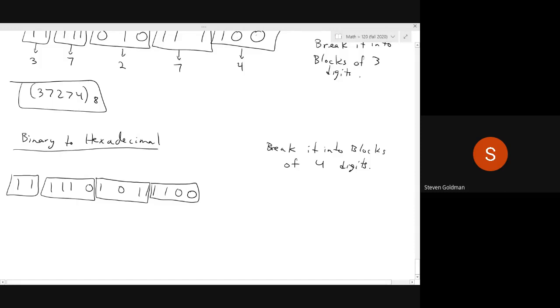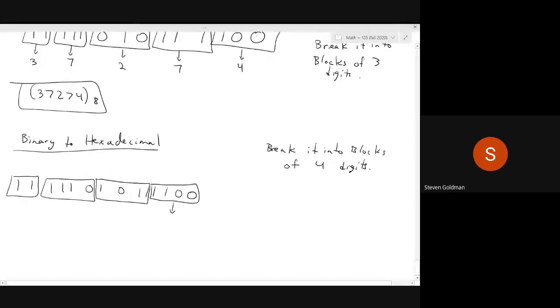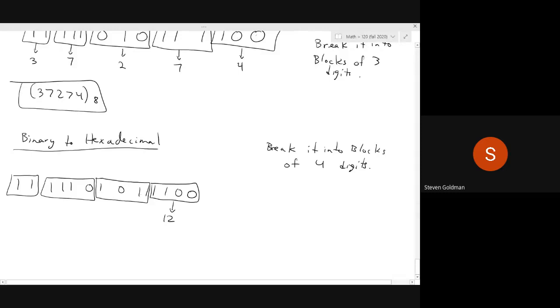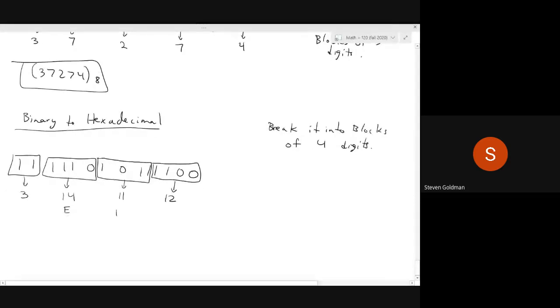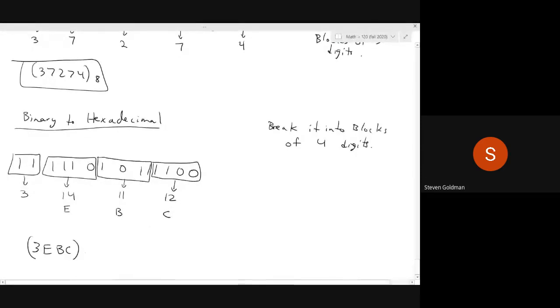So the first one here is going to be 8 plus 4, which is 12. The next one is going to be 8 plus 2 plus 1, which is 11. The next will be 8 plus 4 plus 2, which is 14. And this last one here will be 2 plus 1, which is 3. So in hexadecimal, 3 is 3, 14 is E, 11 is B, 12 is C. So this is the number 3EBC in hexadecimal.